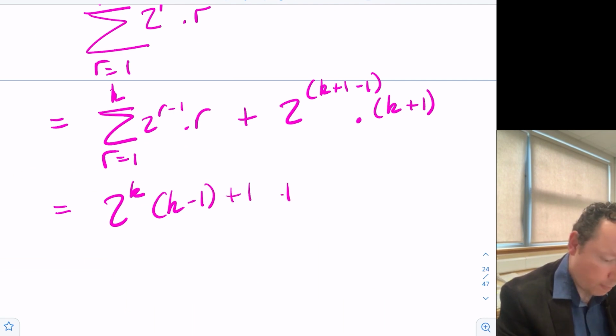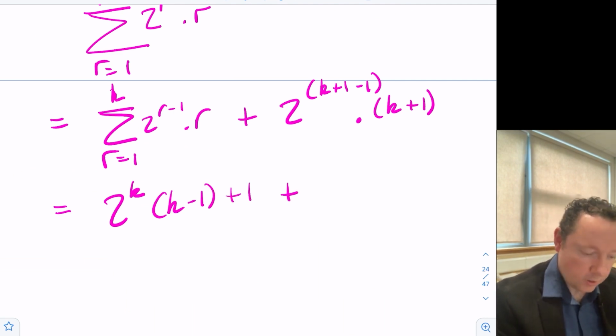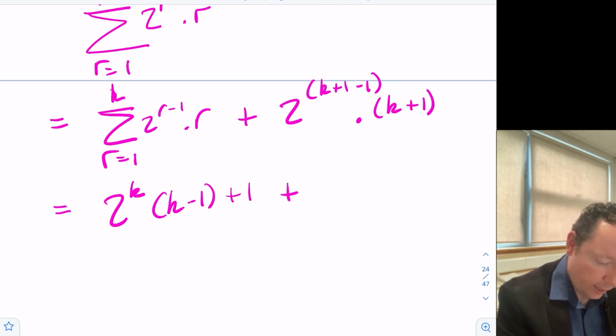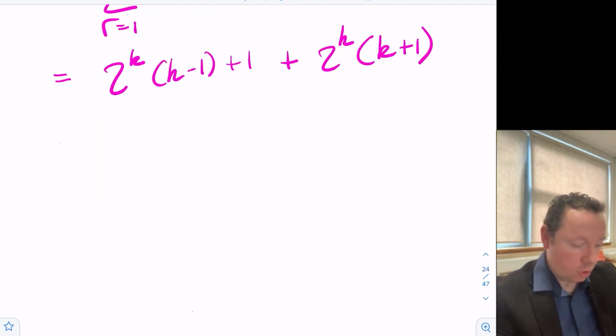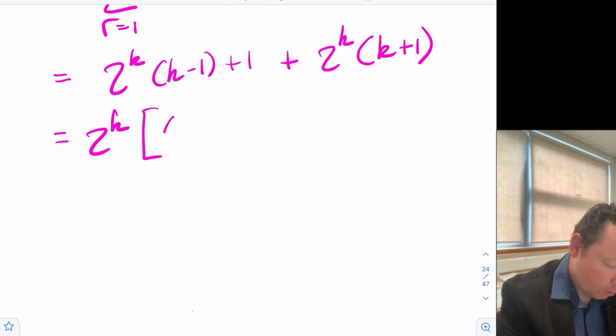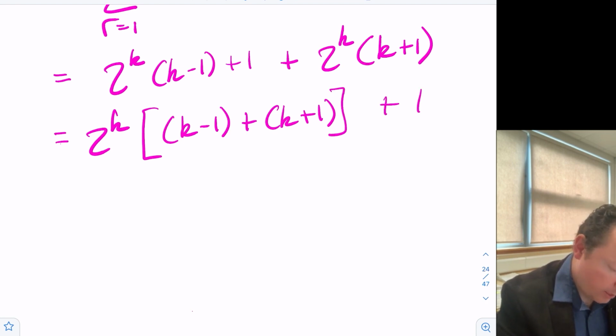Plus r. Now, we can tidy this up slightly. That's k plus 1 minus 1, which is just k, 2 to the k times k plus 1. So we've got 2 to the power k as a common factor. We can just leave the 1 on the end. So that means we've got 2 to the power k, and we've got k minus 1 plus k plus 1. And we've got our plus 1 hanging around the end.